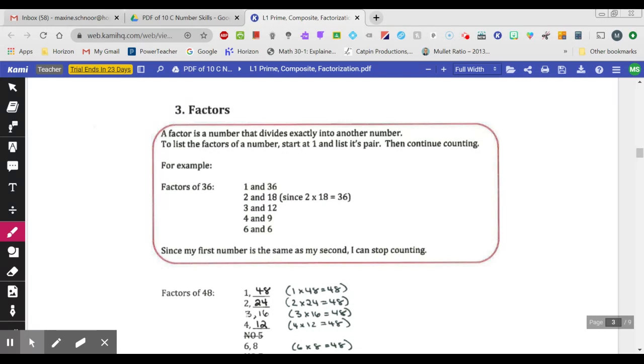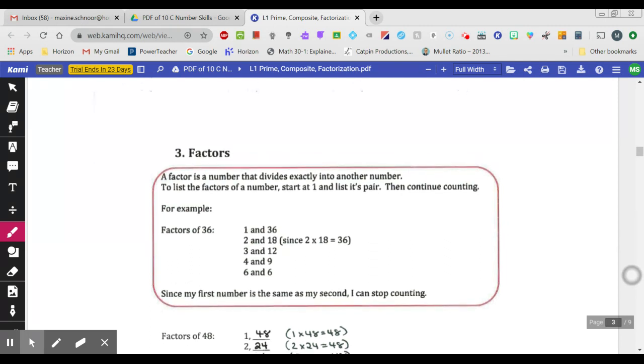So for example, if I asked you for the factors of 36, so the factors of 36 are 1 and 36, 2 and 18, because 2 times 18 is 36, 3 and 12, 4 and 9, 6 and 6. Now I'm just going to write this up here. I'm just going to scroll my page up a little bit.